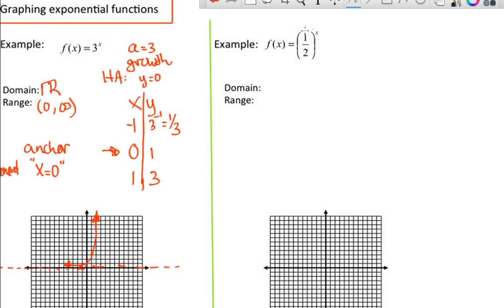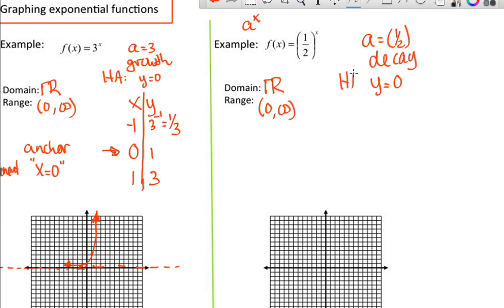Same thing over here. Again, it's an exponential function, so you know that the domain is all real numbers. You know that the range is going to go from 0 to infinity because it's just an a to the x, so we're not doing anything else to it. In this case, because a is a half, the base is a half, so it's a decay function. Okay, no transformations, so we know that y equals 0 is still the horizontal asymptote. And then if you plug this into a table, you could use -1, 0, and 1. Again, this is your anchor. This is where your exponent is worth 0, which in this case is just x is 0.